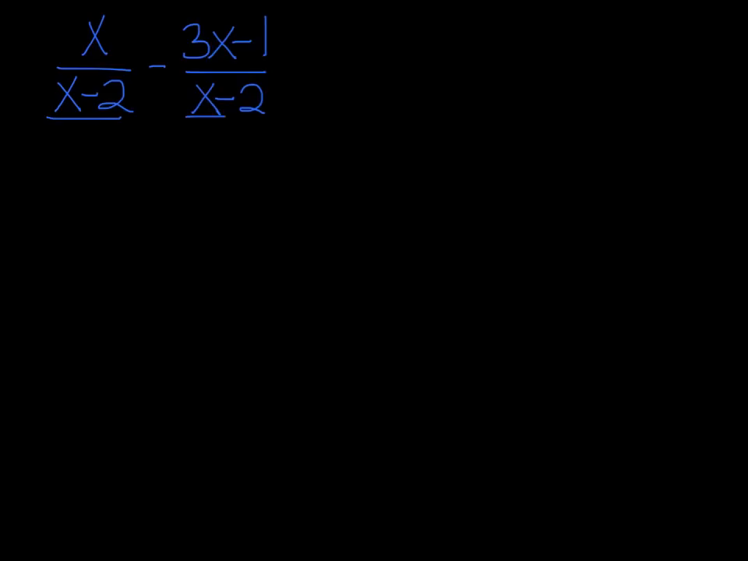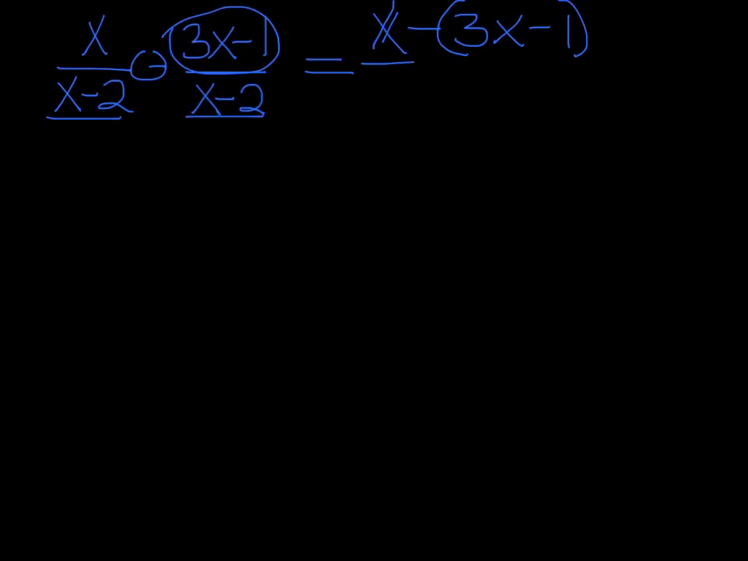So notice that I do have a common denominator. So I'm just going to subtract across the top. We've got x, minus, and then you have 3x minus 1. It is very important that you put parentheses around that 3x minus 1 because you are subtracting all of it, not just the 3x. So we want to make sure that we distribute our negative. That's very important. That's going to mess up a lot of people. And then we have over your common denominator, x minus 2.